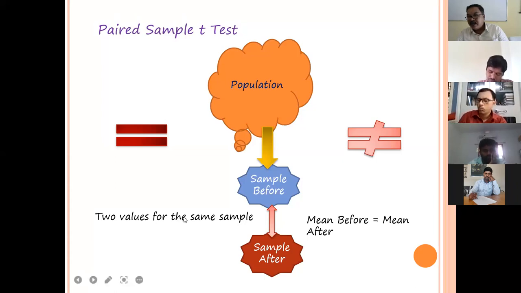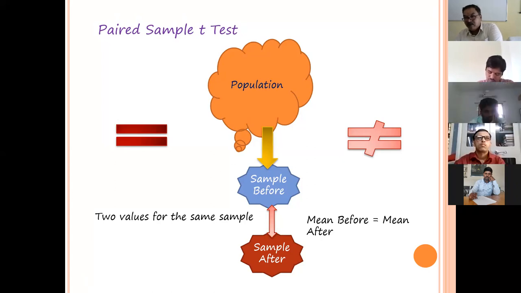The two values for the same Ramakrishna: BP before food, BP after food. Sita's BP before food and after food, Salim's BP before food, after food, Anita's BP before food, after food. It is not a different Anita, a different Mahesh, a different Ramakrishna, but the same Ramakrishna. So like that. For the science people, it is very good.